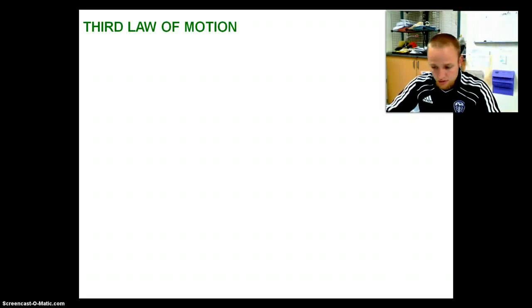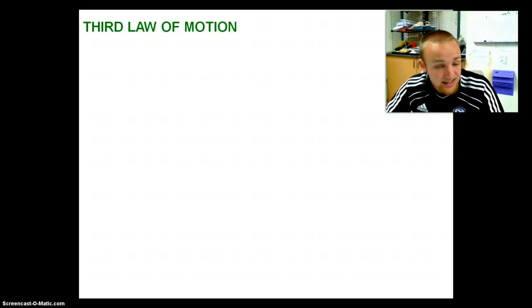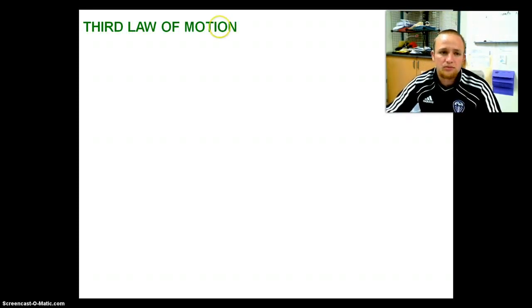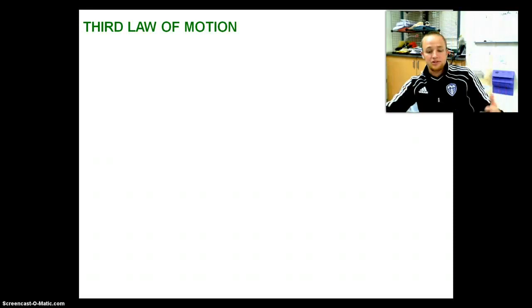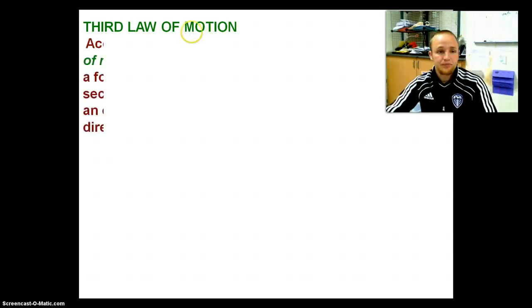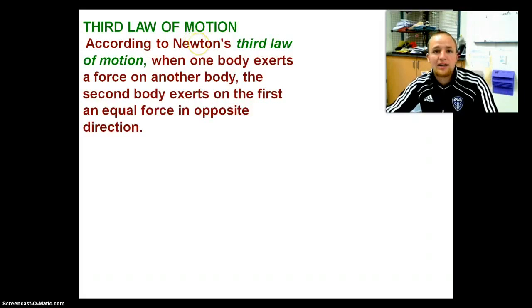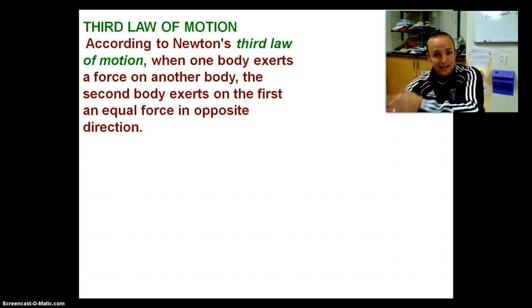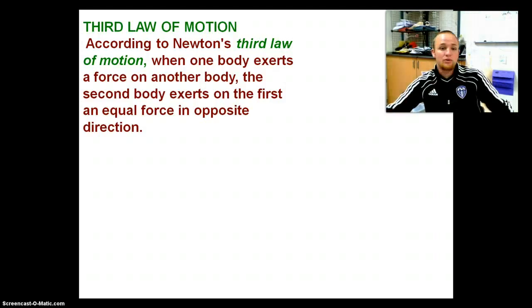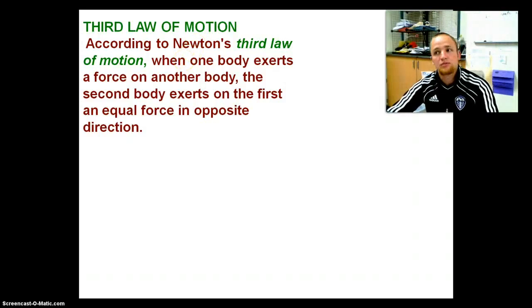All right, so Newton's first law, as you recall, was the law of inertia. It says that an object in motion is going to stay in motion, or an object at rest is going to stay at rest, unless an outside force acts on it. With the third law, we start talking about interactions of forces. According to his third law, when one body pushes on another body, the second body pushes back with an equal and opposite force. So for every action, there's an equal and opposite reaction.